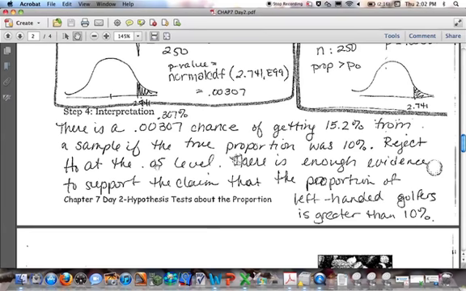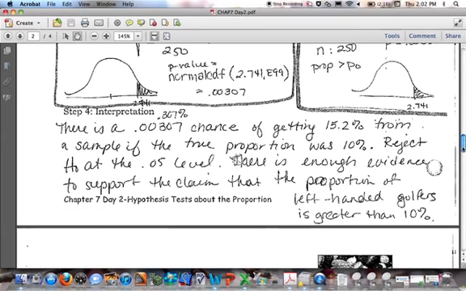Reject H naught at the 0.05 level, because my p-value is less than alpha. There is enough evidence to support the claim that the proportion of left-handed golfers is greater than 10%.